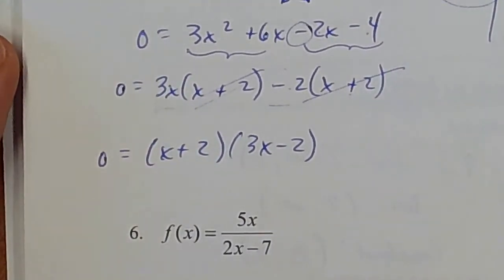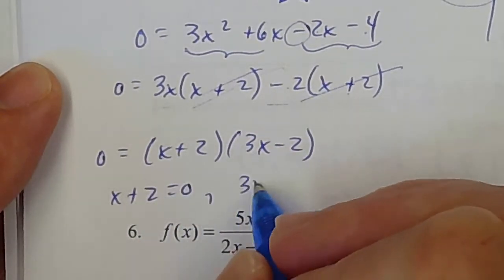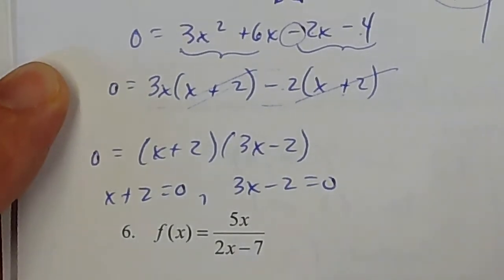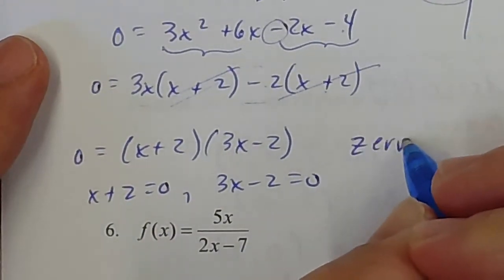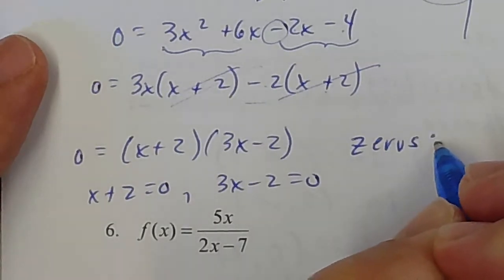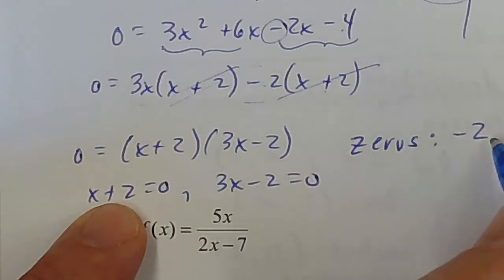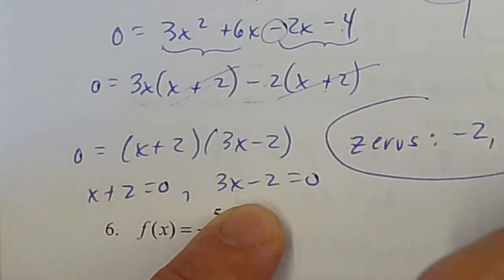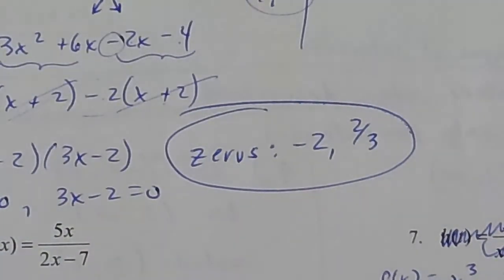Okay, zero product law to finish this. Set each of these two individual factors equal to 0 and solve them. All right, so we could say x equals, but they want us to call them zeros now, because zeros are solutions to an equation. So zeros are going to be negative 2 here and positive 2/3 here. So there they are. It does say verify them graphically.